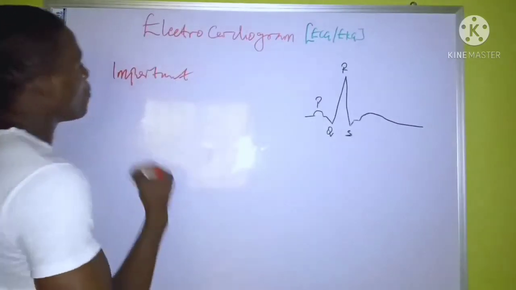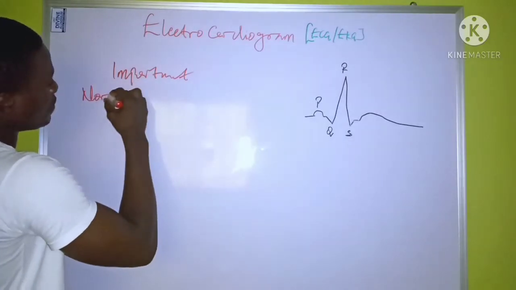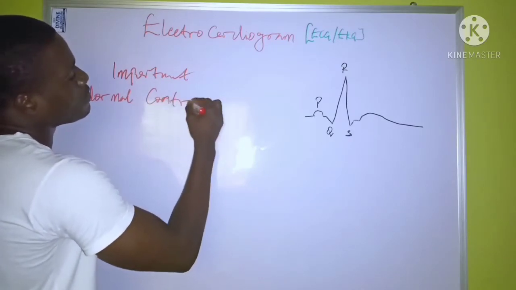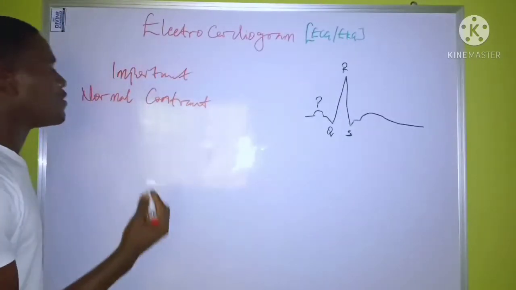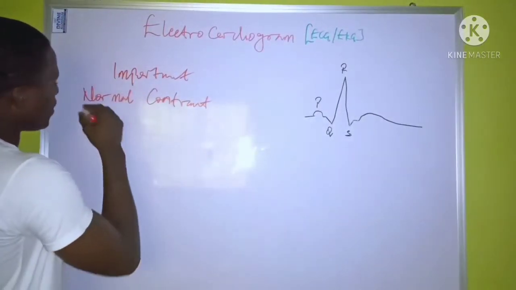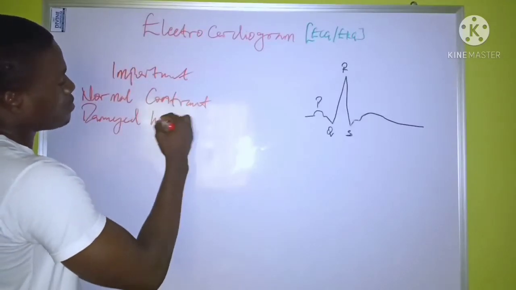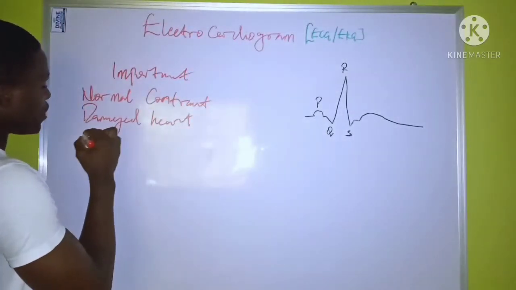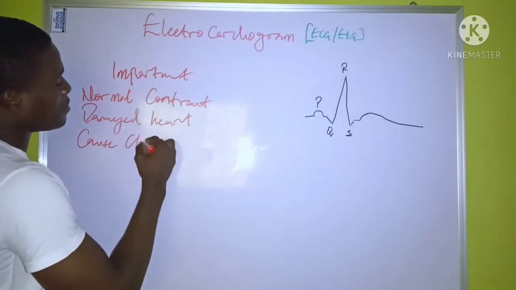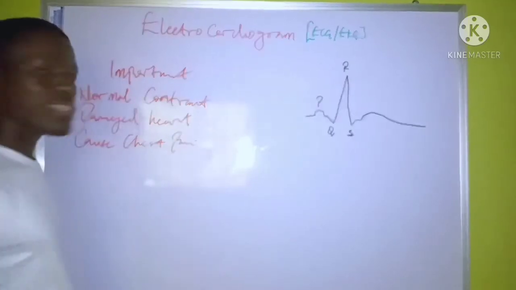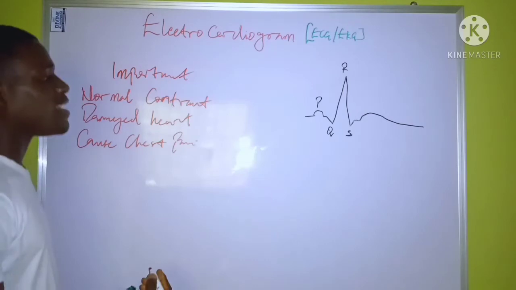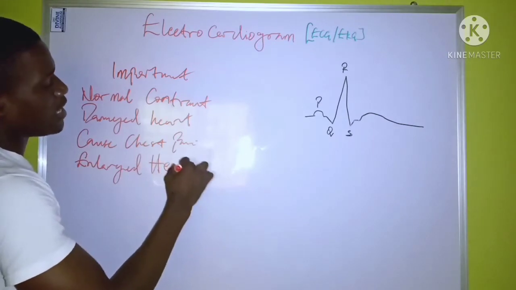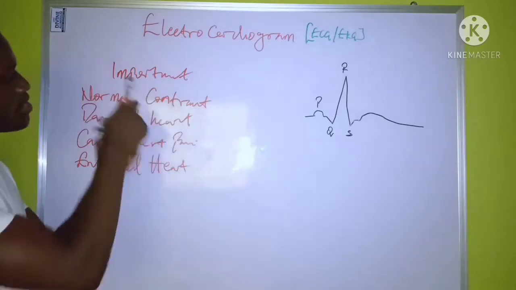One, ECG will help us to identify the normal contraction, that is if the heart is contracting normally or not. So take note of that, normal contraction. Secondly, it helps us to identify the parts of the heart where there is damage. That's another function. Then ECG also helps us to identify the cause of chest pain, that is the etiology of chest pain. And lastly, ECG will also help in the identification of an enlarged heart.